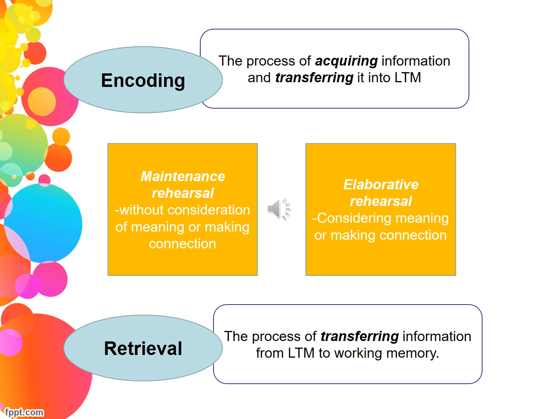Another process that you have is retrieval. It is not the same as encoding. It is the process that happens after encoding. Your information has been transferred into the long-term memory. So now you want to transfer the information from long-term memory to working memory. During this retrieval process, the memory will change from more permanent to fragile again, so it is easier to change or modify.